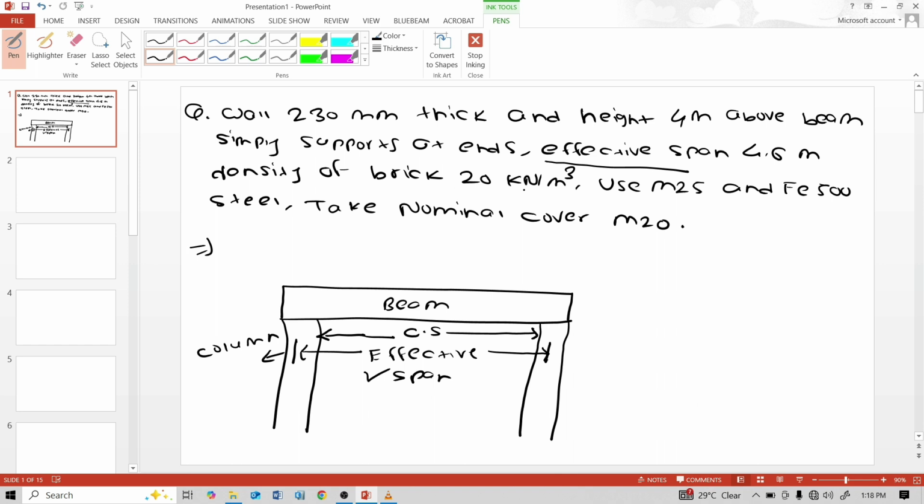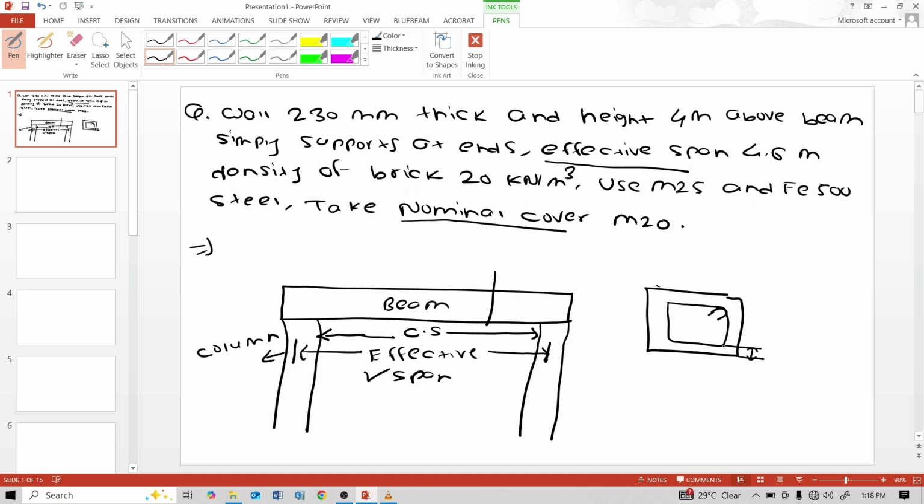Density of brick 20 kilonewton per meter cube, M25 grade of concrete, Fe 500 steel, and nominal cover. Nominal cover is section of beam. This is section of beam. This is stirrups. Nominal cover is this distance, from outermost to the stirrups distance. This is nominal cover. And another term is effective cover.